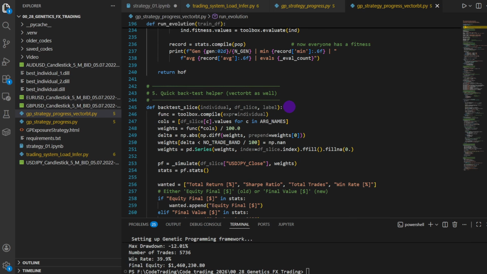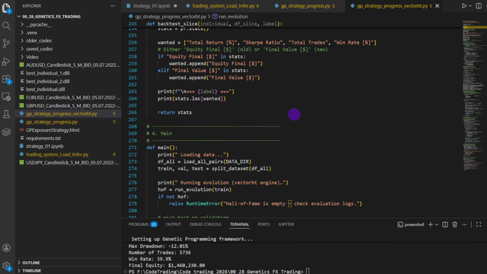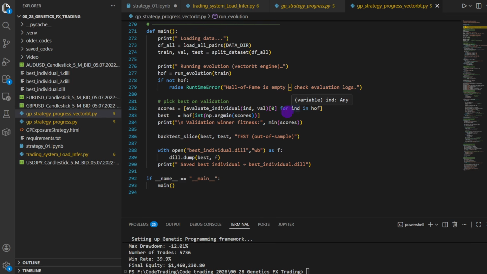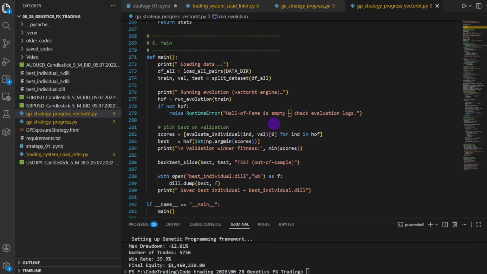period, pick the best one. Then we run one final test using the out-of-sample backtest data on the test set, which allows us to print key stats like return, Sharpe ratio, trades, and win rate, and the final equity.